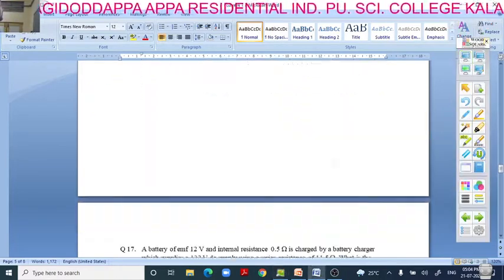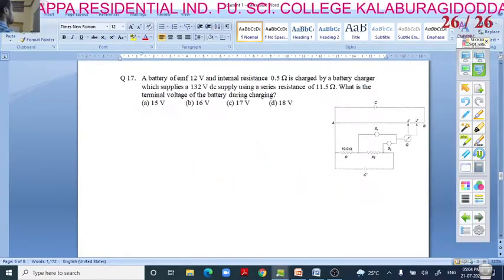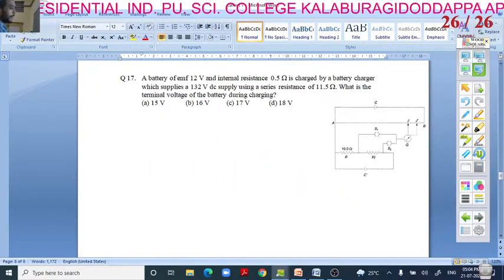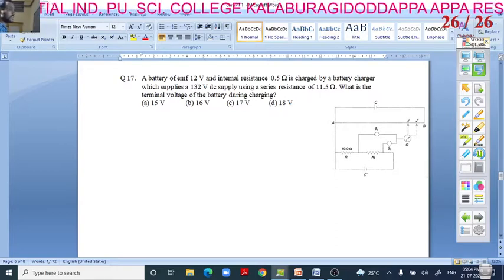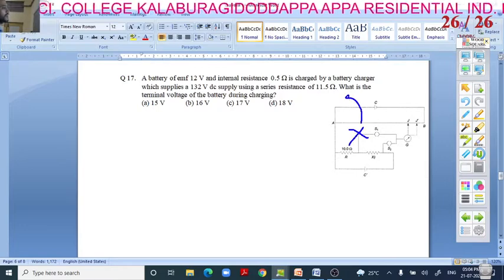Next question is also similar to question number 16 only. See, this figure is not related to this.